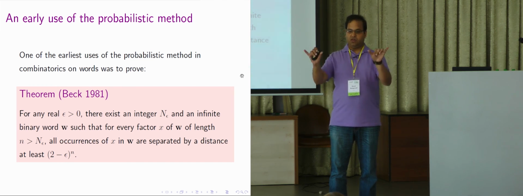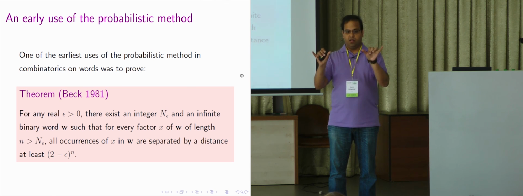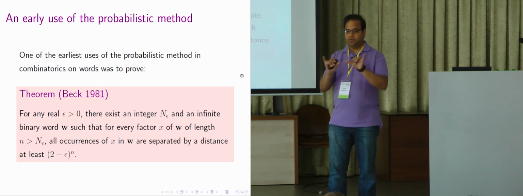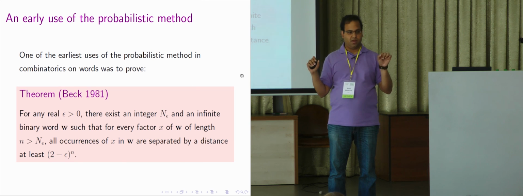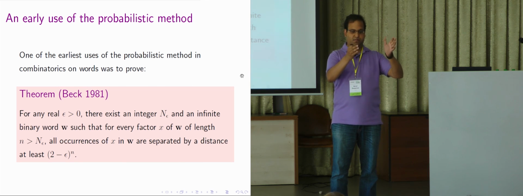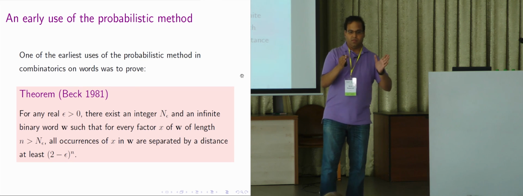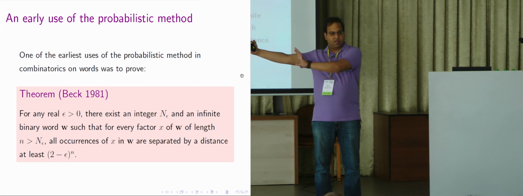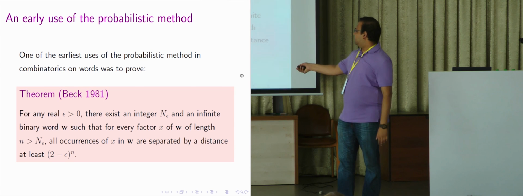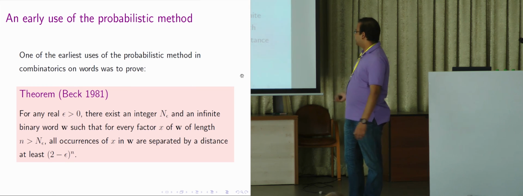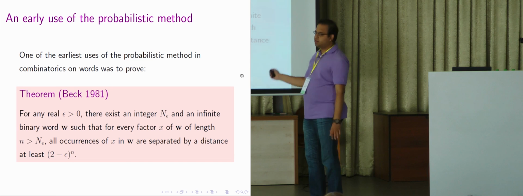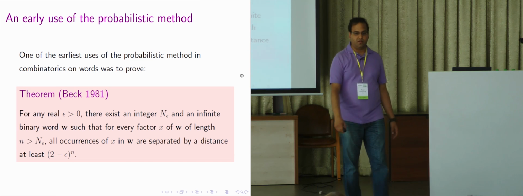basically, the distance between two consecutive occurrences of the same identical factor in this infinite word W is exponentially large, right? So I have some factor of length n. The next occurrence of that same factor of length n is at some exponentially large distance away, right? For all n sufficiently large, so it's some kind of asymptotic result.